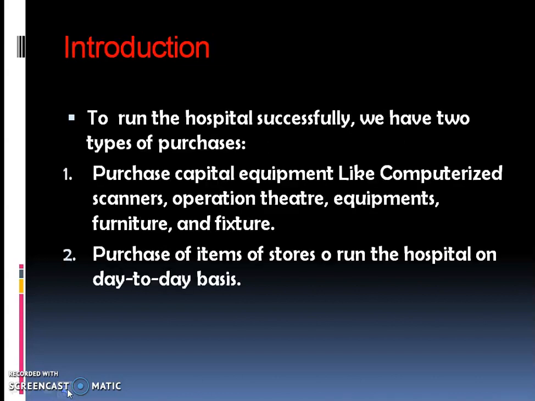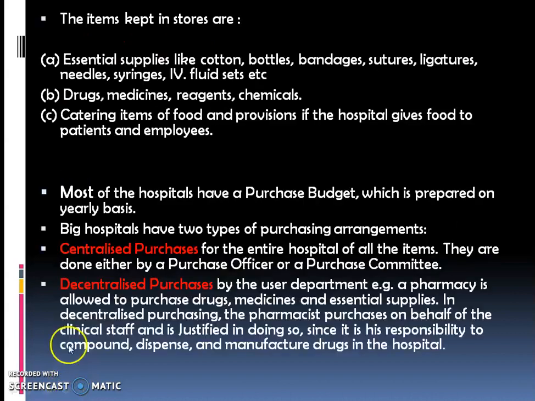So, first, we'll deal with the introduction. To run the hospital successfully, we have two types of purchase. First is purchase of capital equipment, which includes computerized scanner, operation theater equipment, furniture and fixtures. And second, purchase of items of store to run the hospital on a day-to-day basis. The items kept in stores are first essential supplies like cotton, bottles, bandages, swabs, ligatures, needles, syringes, IV fluid, etc. Then drugs, medicines, reagents, chemicals, and catering items of food and provisions if the hospital gives food to patients and employees.